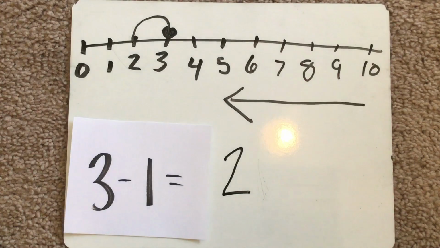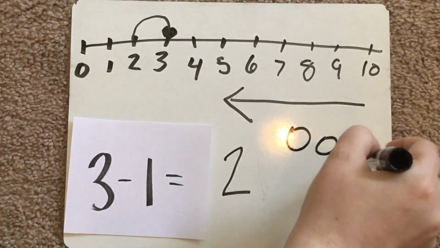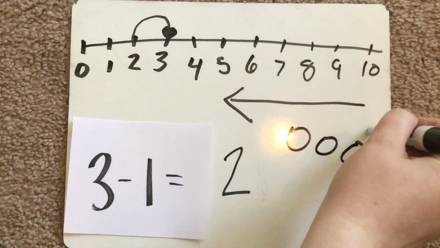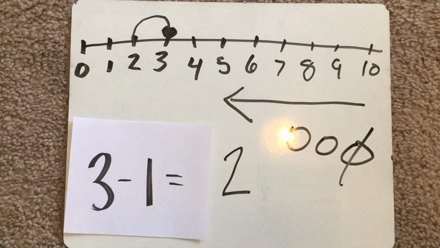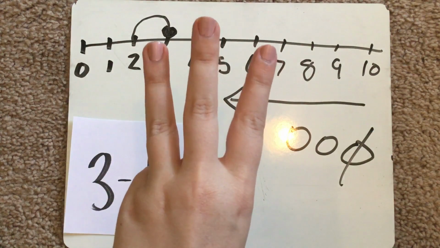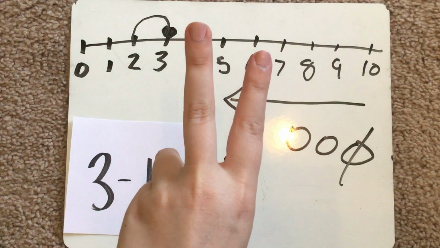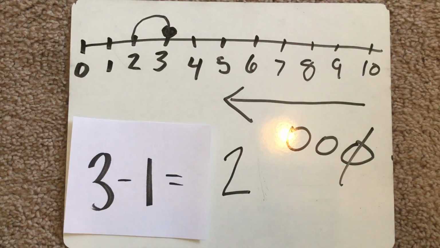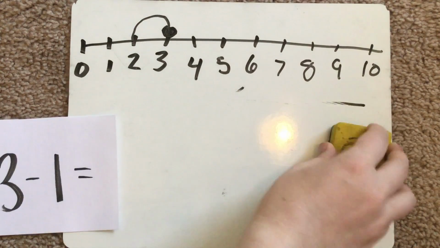And I can check my work by using the other strategies that I've learned. I can use the crossing out strategy. 3 circles, take away 1. How many are left? 2. Or I could use my fingers. 3, take away 1. Equals 2. Awesome job. Let's do another example.